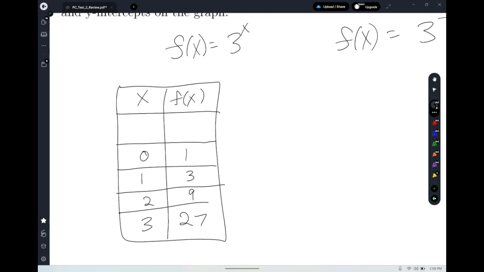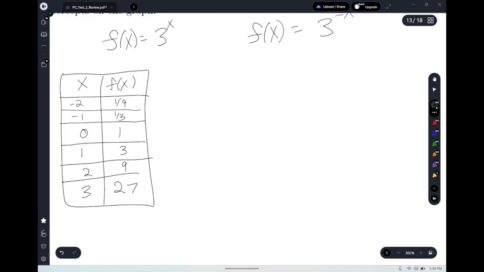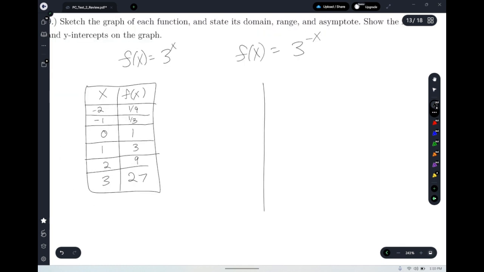Oh, I'm super out of room here. I'm going to split this in half. What about negative 1? 1/3? Negative 2? It's 1/9. So let's graph that thing. 0, 1, 1, 3, 2. Oh, shoot, this is from the thing. This is the same thing from the M&M thing.